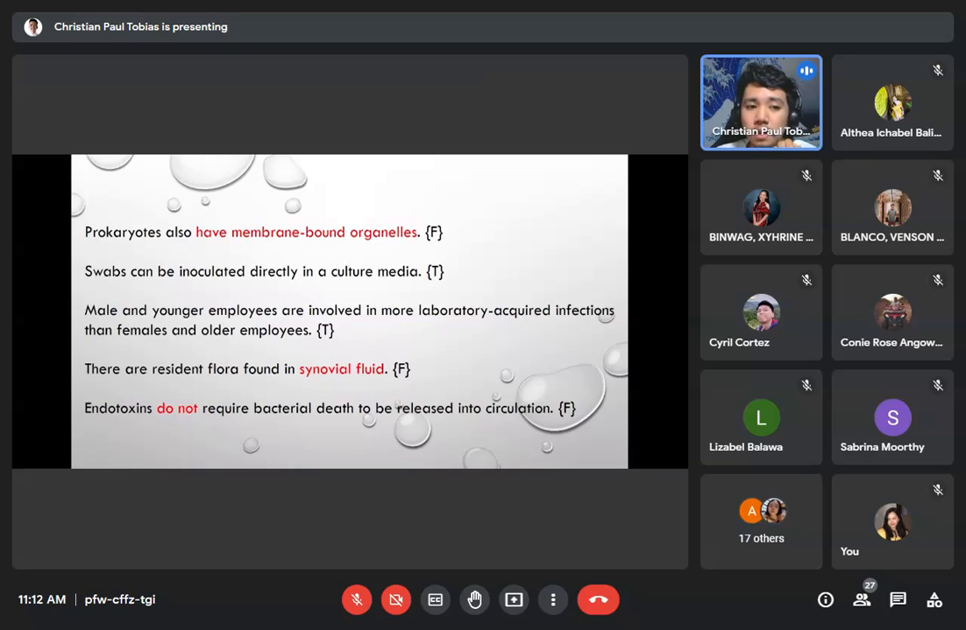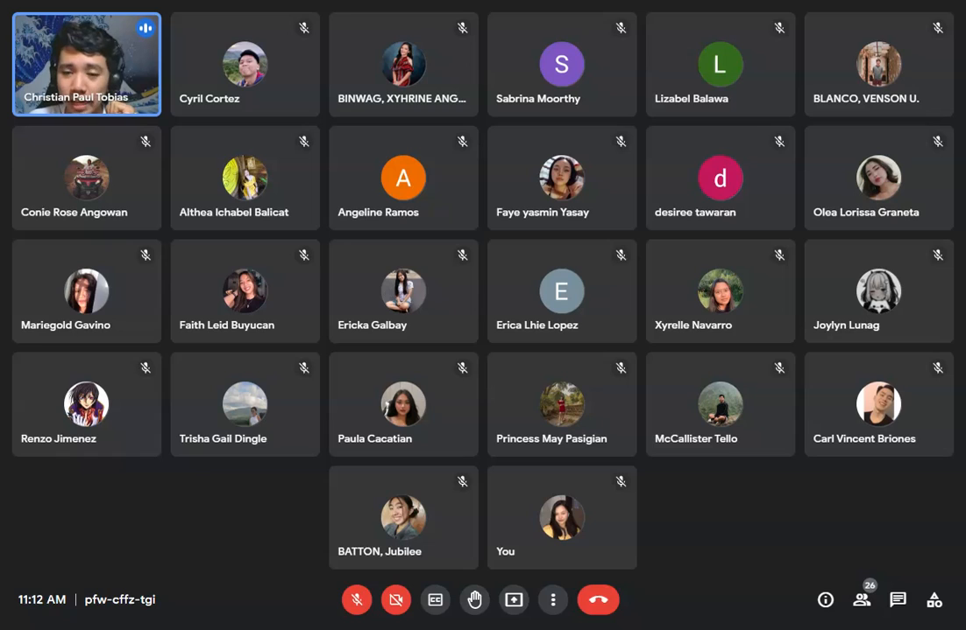False. Sterile ang mga yan. Synovial fluid, serous fluid, cerebrospinal fluid. Sterile sila. Endotoxin, they require bacterial death to be released into circulation. So that ends yung ratio natin.